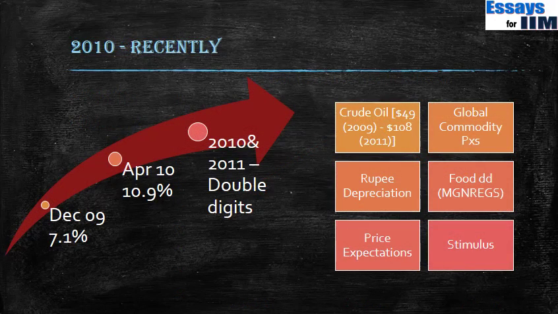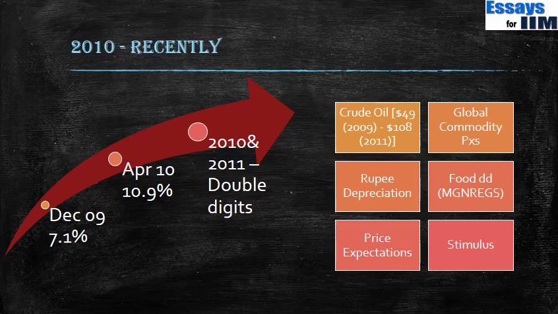But after 2010, as you can see in this arrow, in December 2009 the inflation was at a level of 7.1%, rising to 10.9% within a span of 4 months up till April 2010. And after that, in 2010 and 11, inflation has remained in double digits. So again, we need to look at the factors which have been responsible. You will see the factors that have been responsible historically are also factors which are responsible now. So you can understand the underlying forces of inflation have not changed too much and have remained roughly the same.